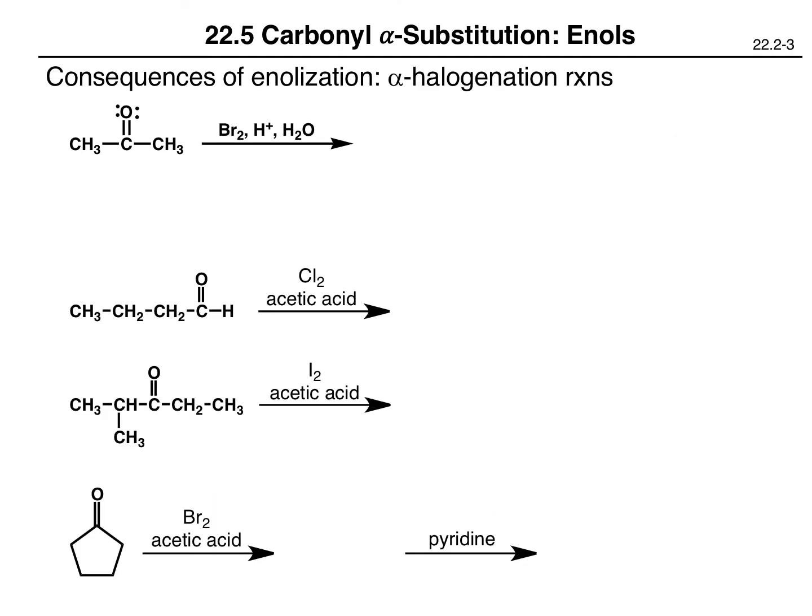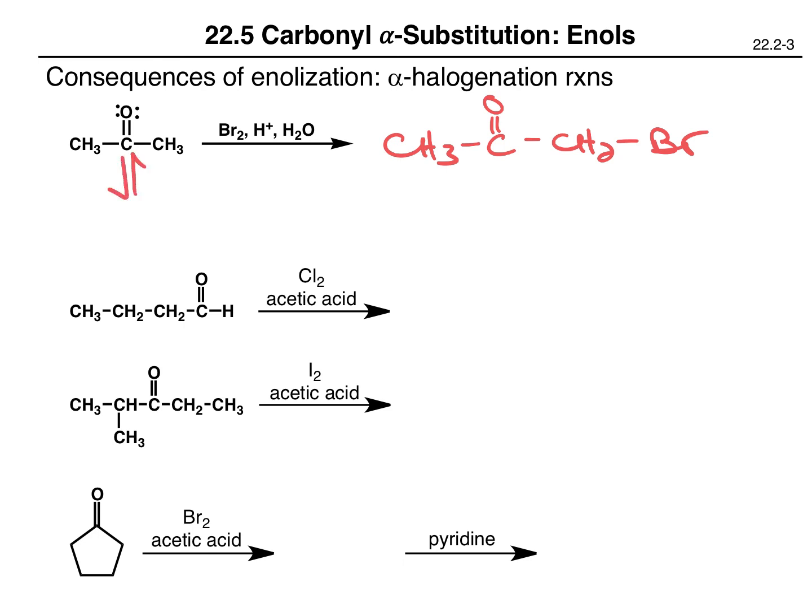One other application of enolization is an alpha halogenation reaction. And it's actually this reaction that provided the evidence for the tautomerization mechanism that we talked about. So if we have a ketone, and this is treated with bromine and water in the presence of acid, then this is the product that can be isolated. All right, so how does this work?